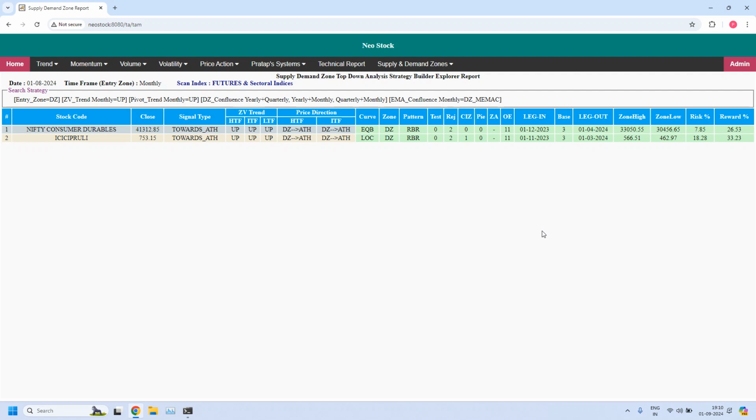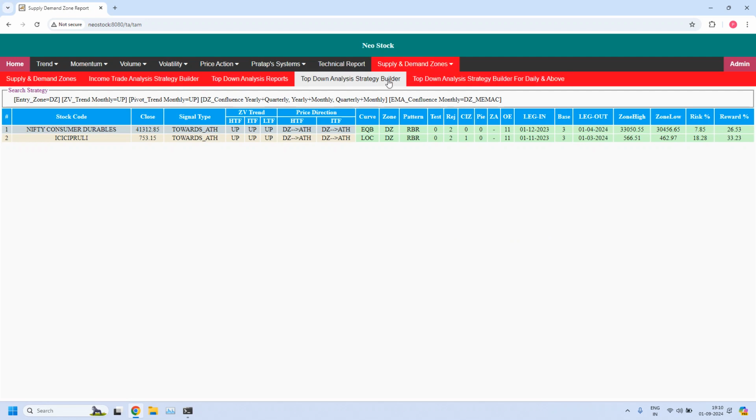So this is about confluence, EMA, zone confluence and also EMA confluence. Both scenarios we have tested. Now without EMA, only Zone Confluence, let's verify.